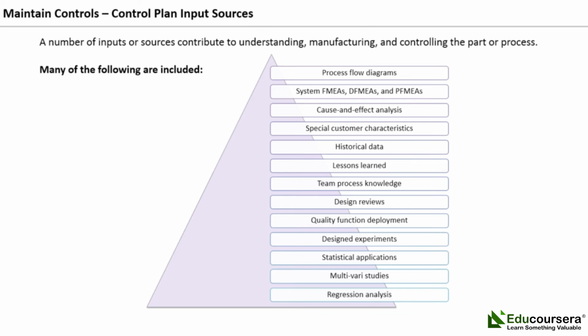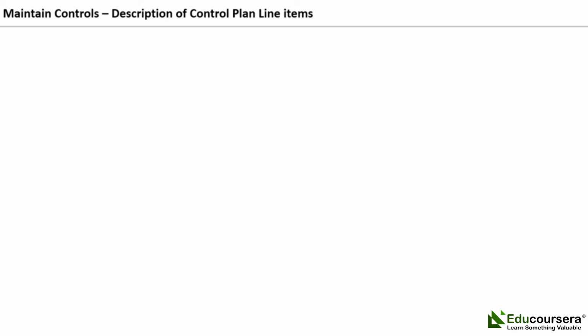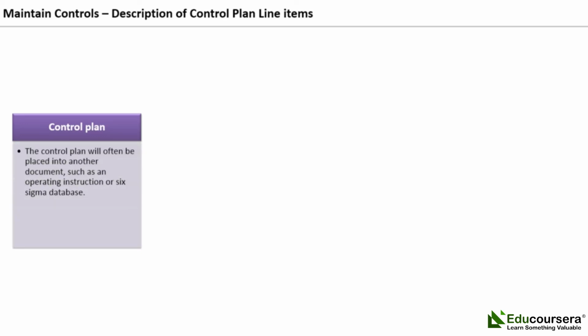Customer requirements may dictate the exact form of the control plan. Often, there is some flexibility in the construction of the forms. Maintain controls, description of control plan line items. Control plan. Provide a title for the control plan. The control plan will often be placed into another document, such as an operating instruction or Six Sigma database. If necessary, indicate if this is a prototype, pre-launch, or production plan.